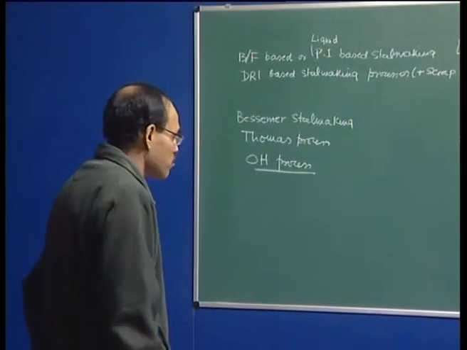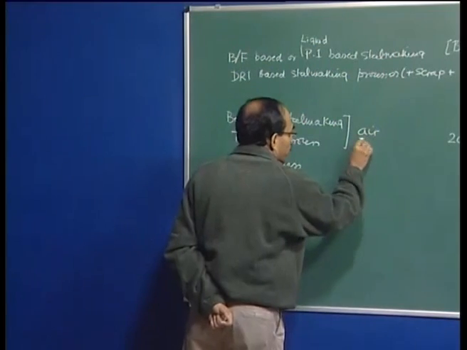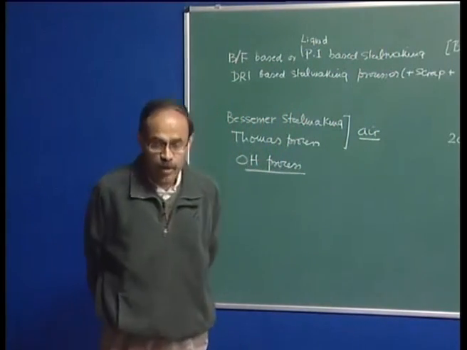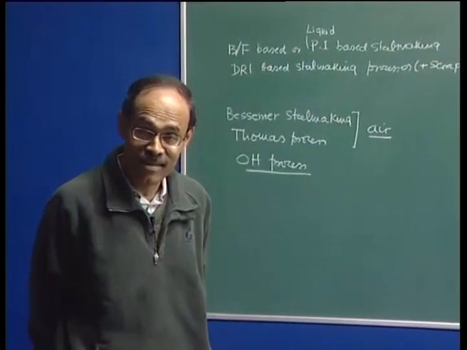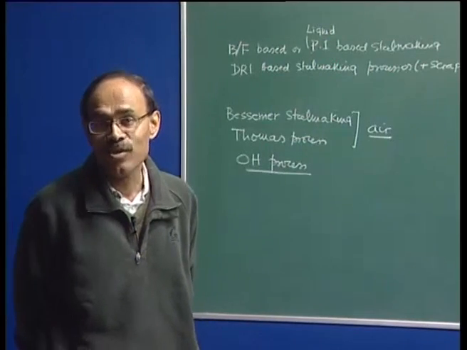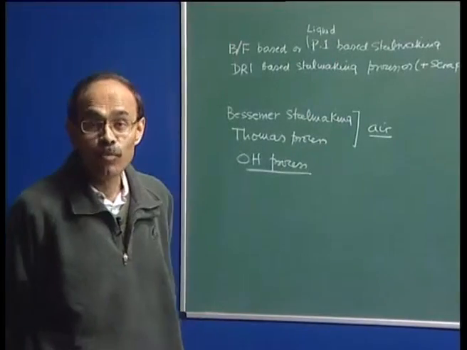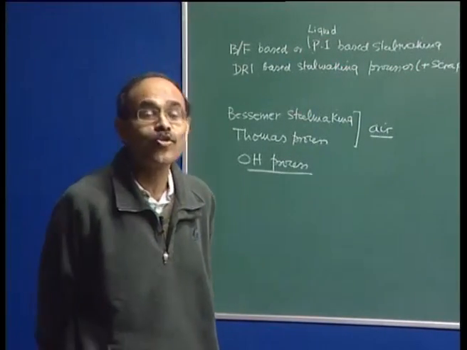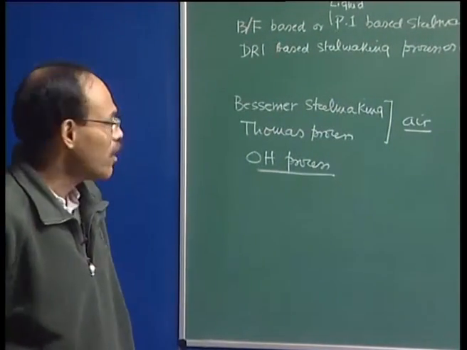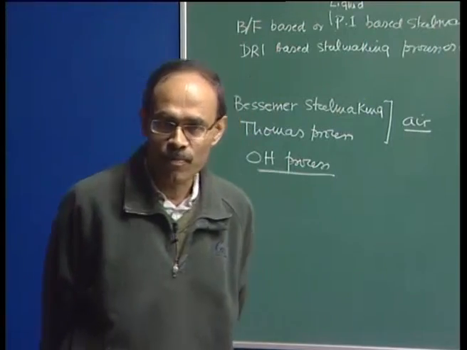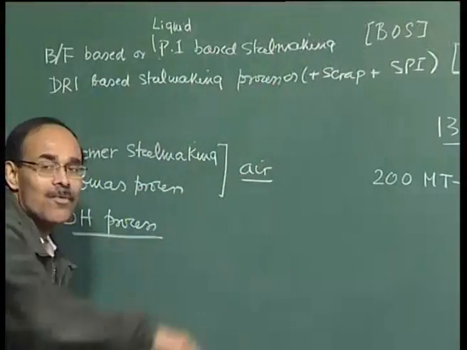Now, the Bessemer and Thomas processes use air as the oxidizing agent, because in those days there was no means to obtain pure oxygen. Bessemer did recognize that it is not correct to blow air. He knew that perhaps it is better to blow oxygen, but in those days cheap availability of oxygen was a big issue, and there was no commercial process available. So, he had no option but to blow in air. And today, we know that nobody would, because oxygen is available.